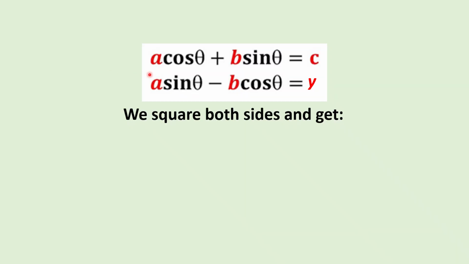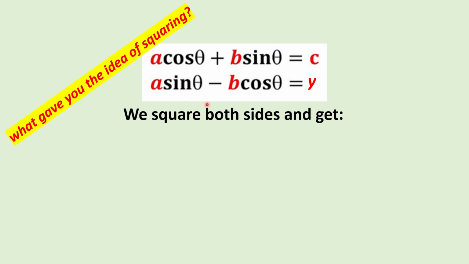So we are given a cos theta plus b sin theta equal to c, and a sin theta minus b cos theta, let us suppose it's equal to y, and we have to express y in terms of a, b and c. Now first we square both sides, and this is the most important step, and the student must know why we are squaring, what is the reason, what is the logic. If the student can understand why we are squaring, their math skill is at the top.